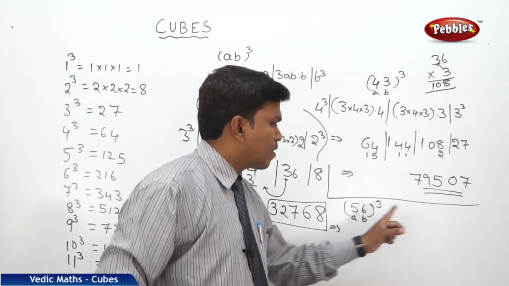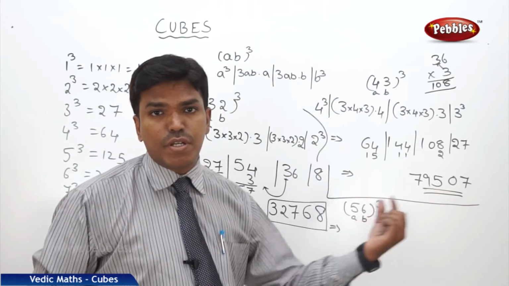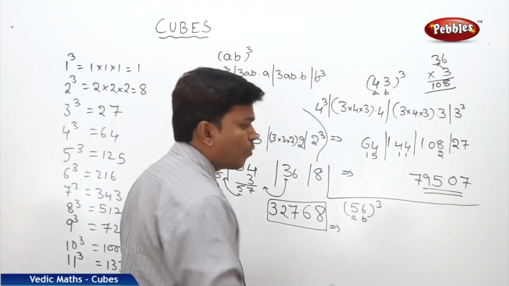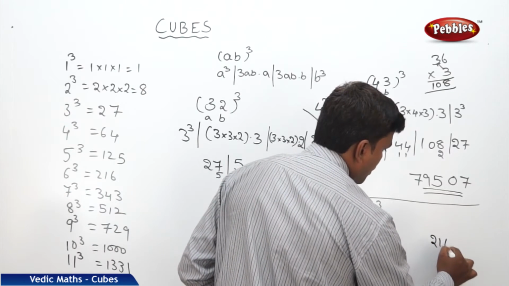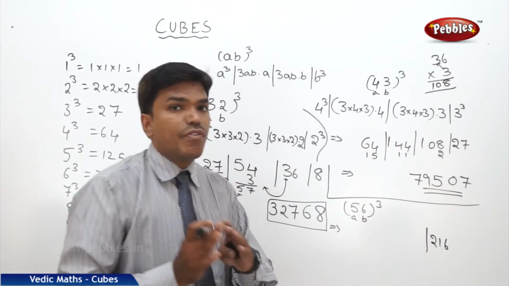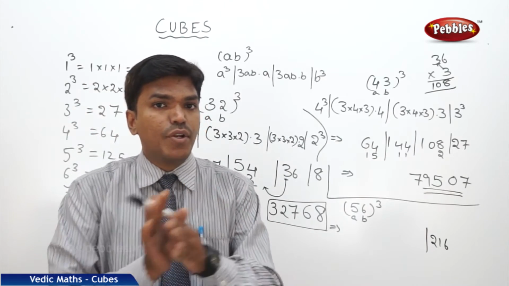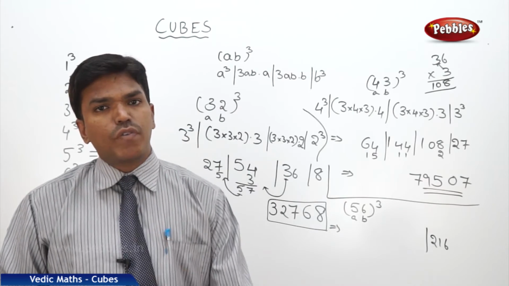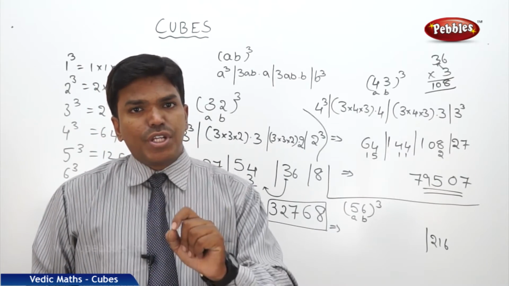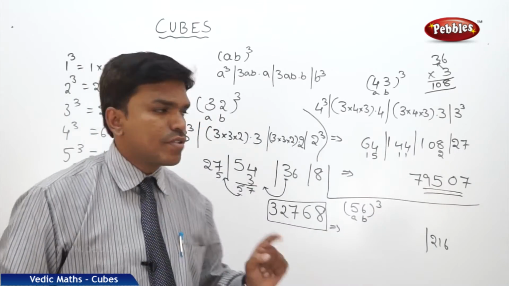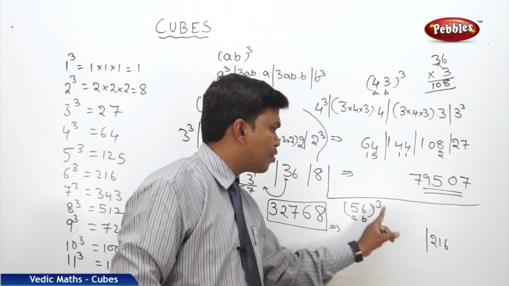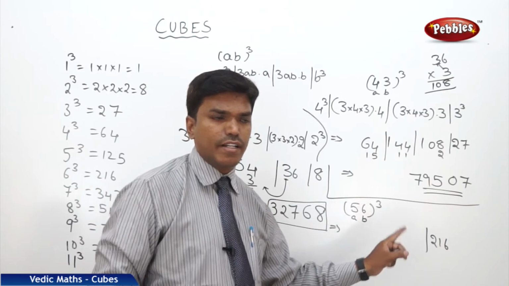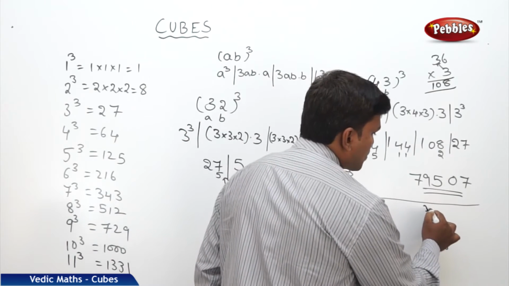Now, starting from the right side, what is the first step of the answer? B cube, that is 6 cube. 6 cube is 216. Put a bar. Next, 3AB into B, 3AB into A, the continuous steps. So 3AB is coming 2 times. So what will you do? Calculate 3AB and keep it aside. What is 3AB? 3 into A into B. 3 into 5 into 6. 3 5s are 15, 15 6s are 90. So my 3AB value is 90.